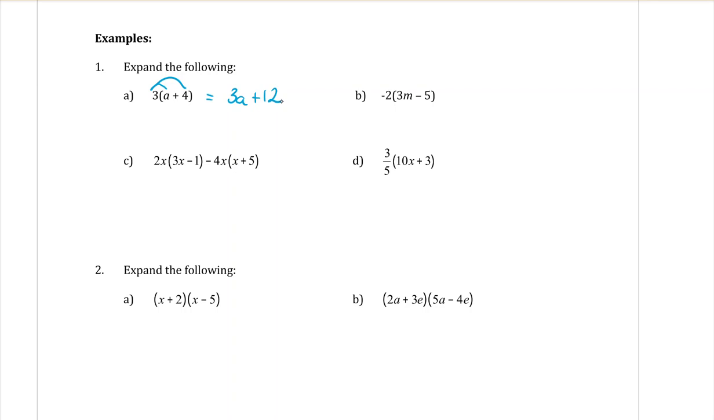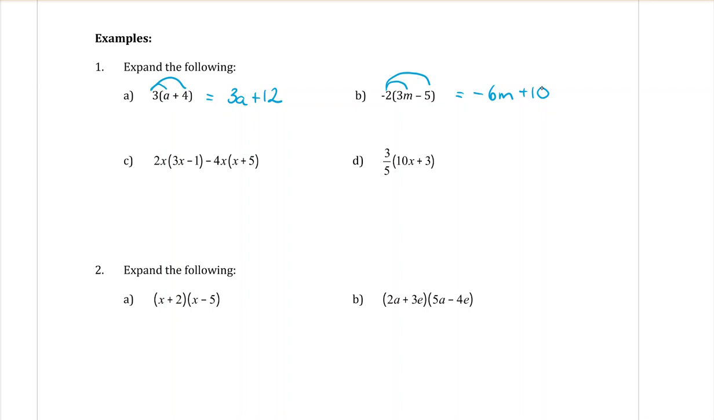Part B, same deal, just with a minus sign. Always be careful with minus signs. Minus 2 times 3m. Minus 2 times 3 makes minus 6, and we have the m. Minus 2 times minus 5 will become a plus 2 times 5 makes 10.